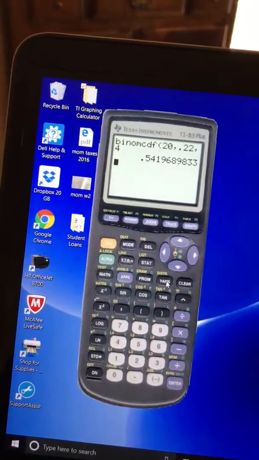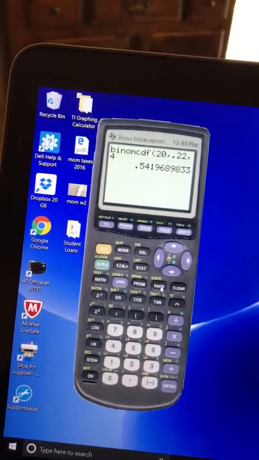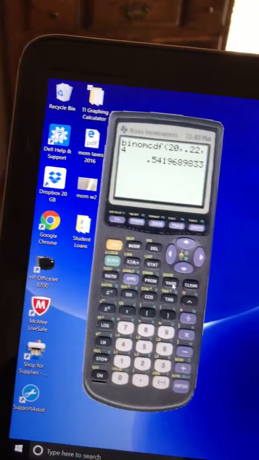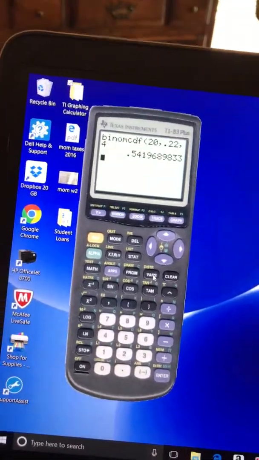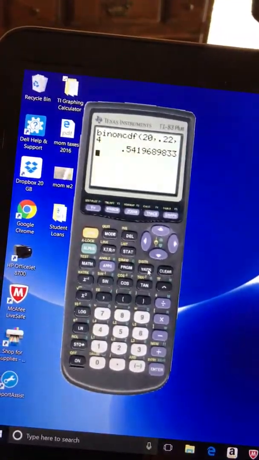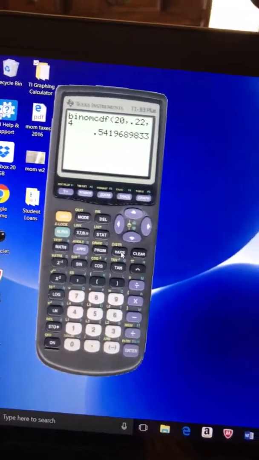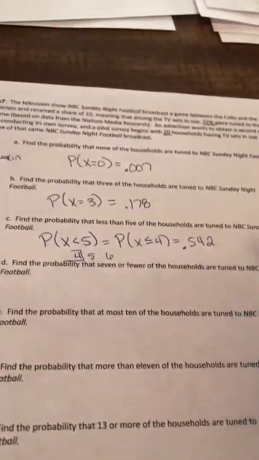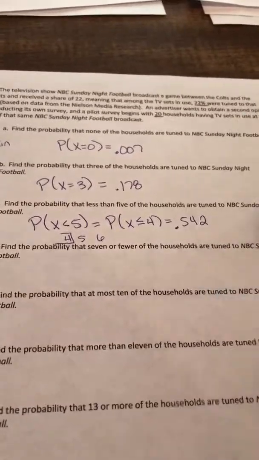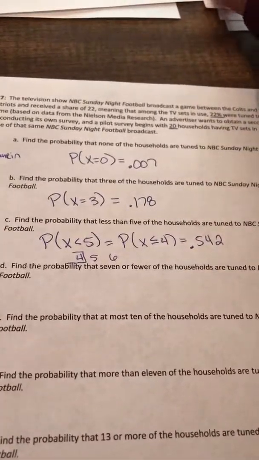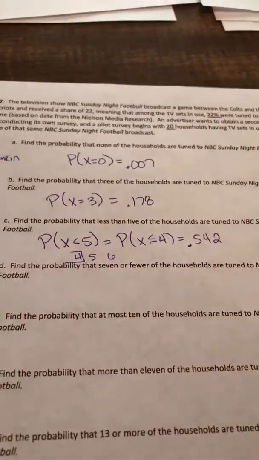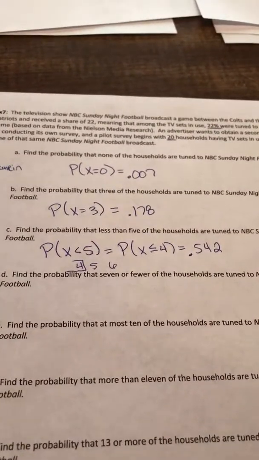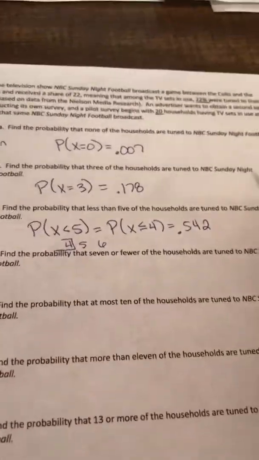So you should get 0.542. Did I type something wrong? That's not what I got last time. I did it a minute ago. It's not what I got, but I might have typed something wrong. So I don't see, binom CDF is fine, and 20, comma 0.22, comma 4. Maybe I used the wrong one when I did it a minute ago.